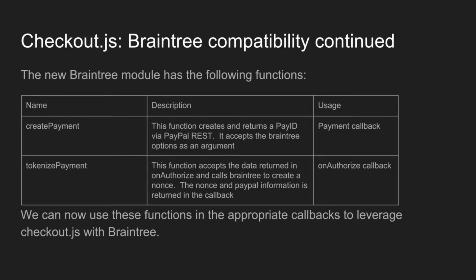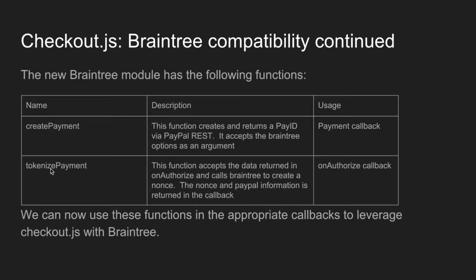All right, so the new Braintree module has the following functions: createPayment. This function creates and returns a pay ID via REST, and it accepts the Braintree options as an argument. Because it returns that pay ID, you would use it in the payment callback because that's where we get a token to render the PayPal experience.